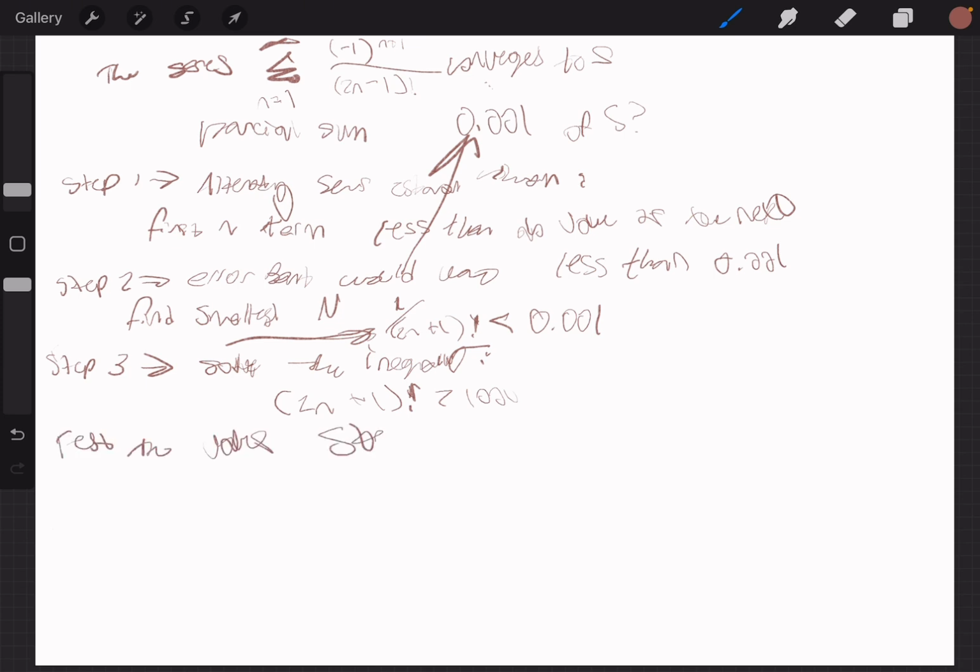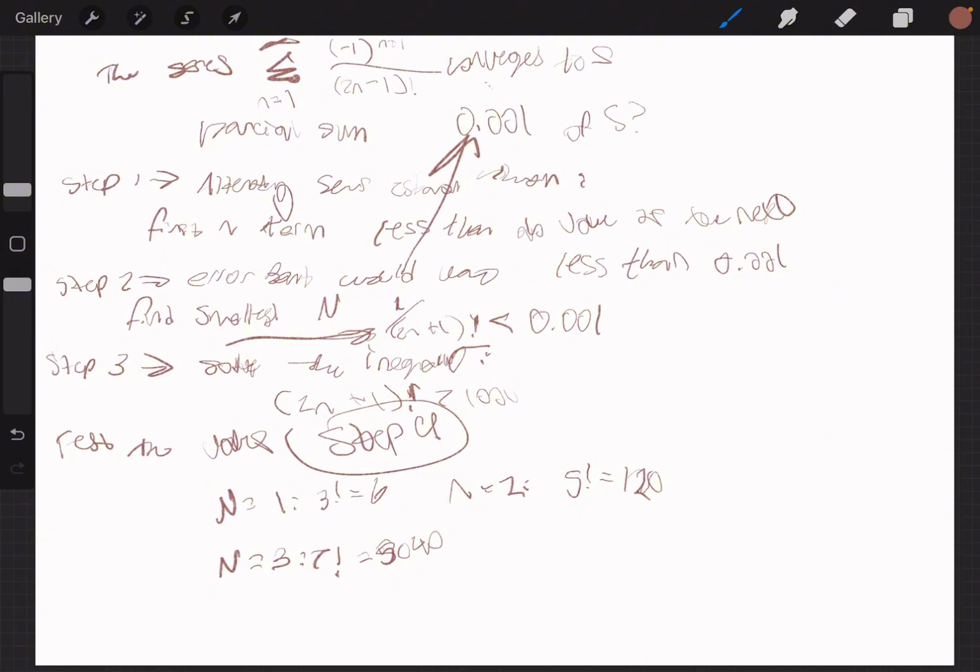So step 4. I'm kind of testing it out as I go, so n equals, that'll be the first one, and I'm trying to think of it and solve it at the same time. Okay, so found that one. We're just testing the values. And then, yep, so we got 6, 120, and then 5,040.